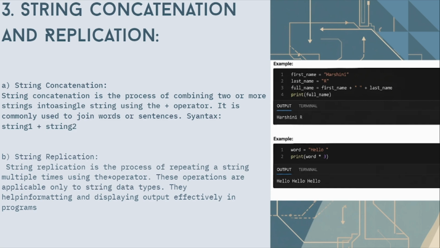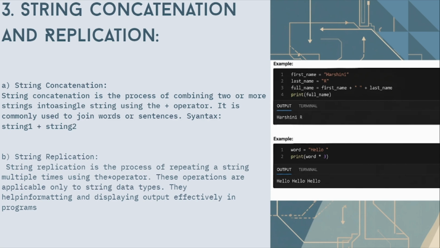In the example, if you see here, I gave first name is equal to Harshini and last name is equal to R. Now, if you want to print first name and last name together, first I'll assign a variable full name is equal to first name. This plus operator acts as string concatenation. It is not used for addition, it is used for string concatenation. If you want to give a space in between the names, you can give a space in quotes and plus last name, it will print the full name.